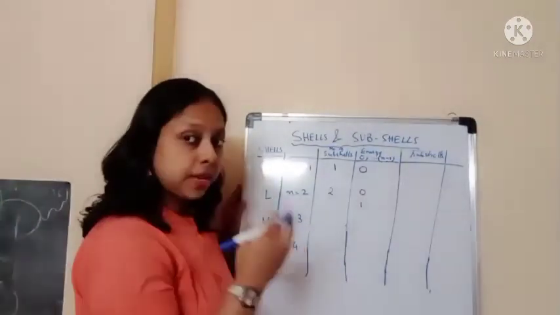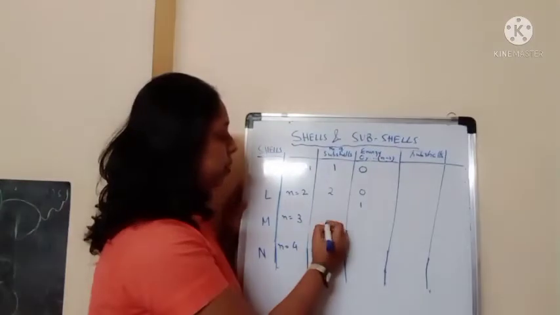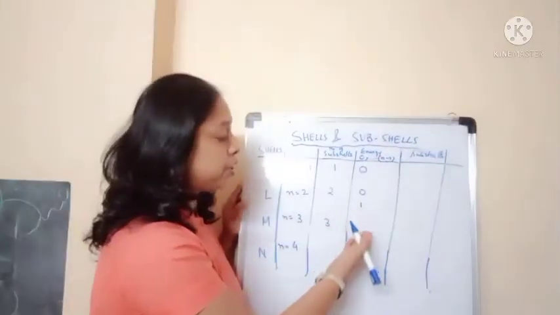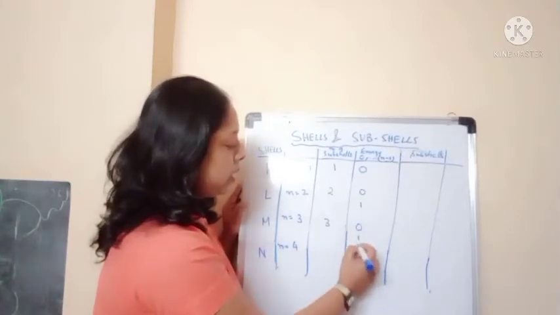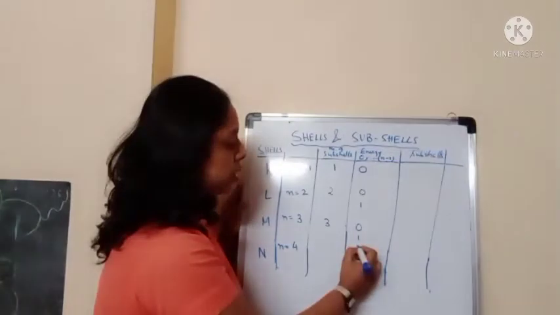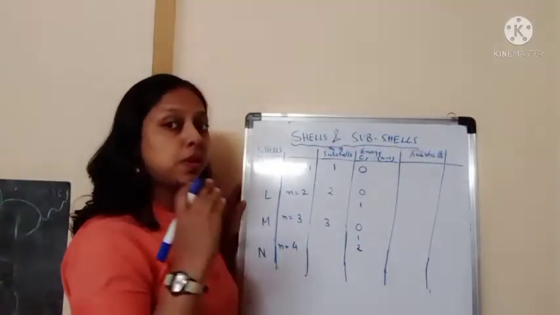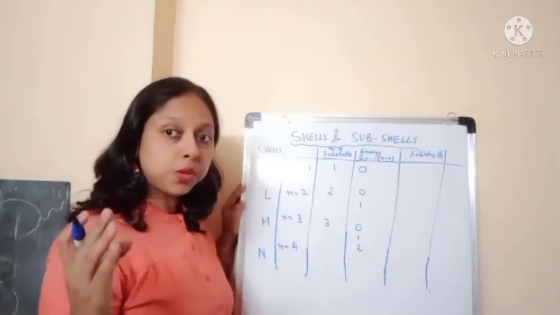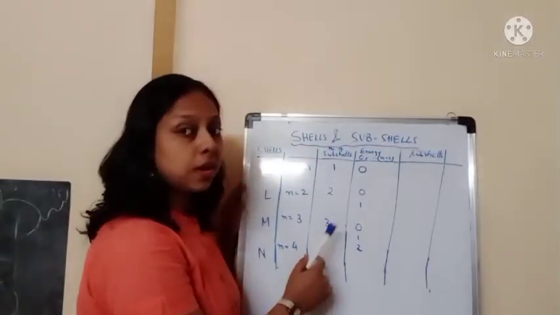With M, the third shell, where n is 3, the number of subshells is 3. How? We can find it from the energy level also: 0, then 1, then 3 minus 1 is 2. So 0 to n minus 1 gives the subshells. It has 0, 1, 2, and that is why it has 3 subshells.